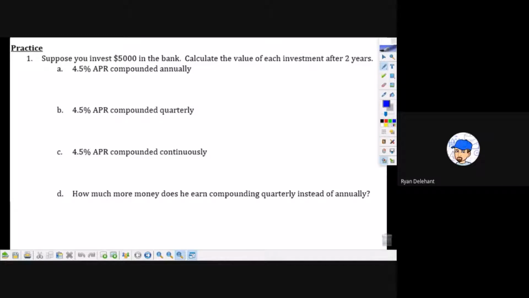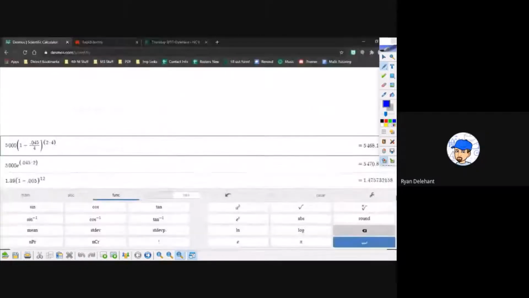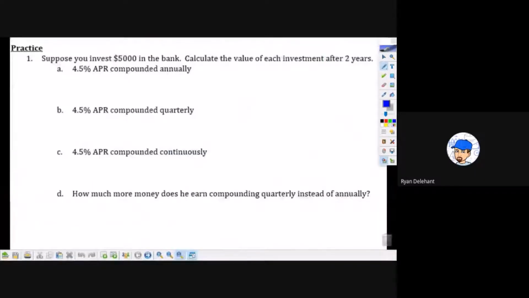Let's go through and practice this. Now, the biggest suggestion I can give you as you do these, especially because we're doing them online, is to use the scientific calculator from Desmos on the computer. There it is. When you plug these things in, you can make the expression on the left side match exactly what you would have written down on your paper. It makes life a lot easier.